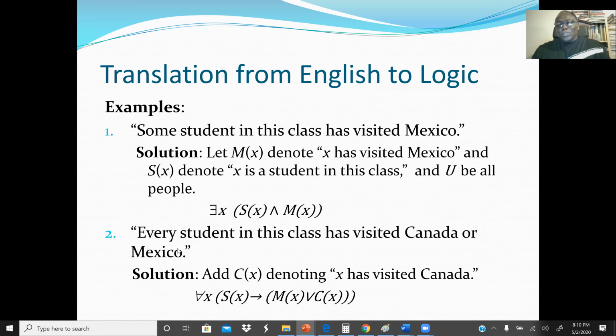Now, if the sentence said every student in this class has visited Canada and Mexico, then we write M(x) is student has been to Mexico, and C(x) means Canada. So S(x), the student, implies Mexico or Canada. And here we say every student, so we are using the quantifier for all students in this class who have visited Mexico or Canada.